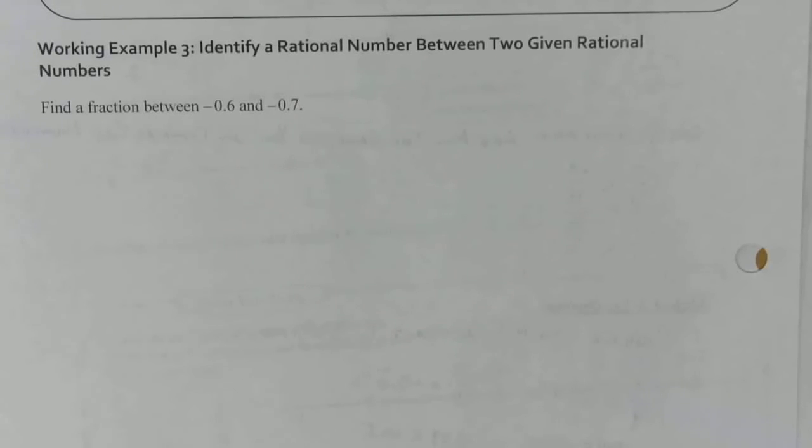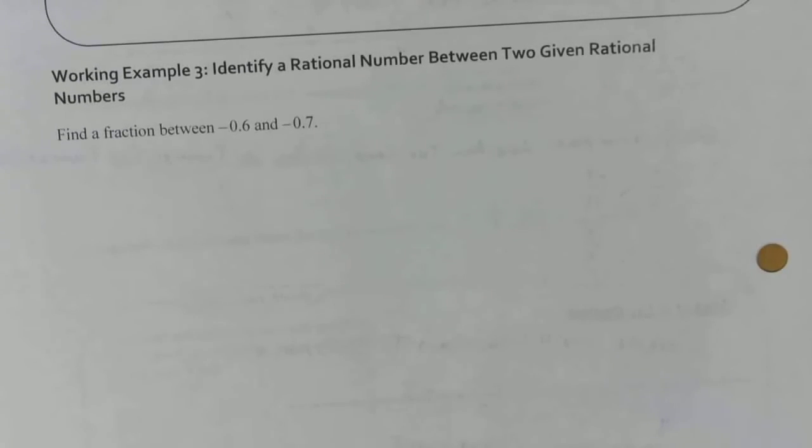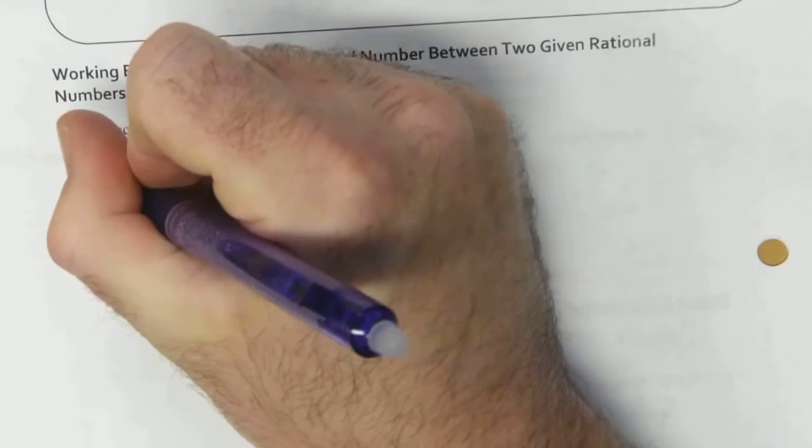Example number 3. Identify a rational number between two given rational numbers. So the trick here is to find a fraction between negative 0.6 and negative 0.7. Here's your solution.